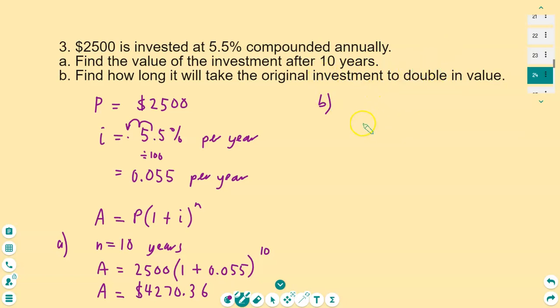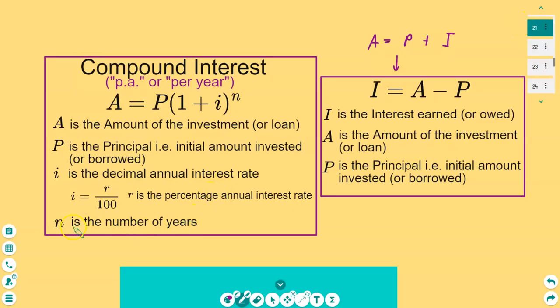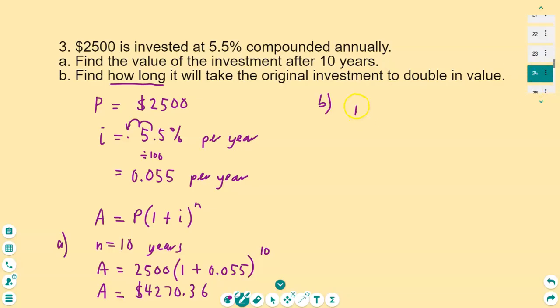Okay, so let's have a look. How long means we're dealing with time, right? If we come back here, time is to do with that n value. n is the number of years, so that's what we're trying to find. It's this little power now. And to double in value, we want to know when P is doubled. So A is 2 times the principal, if that makes any sense, because doubling means times 2.